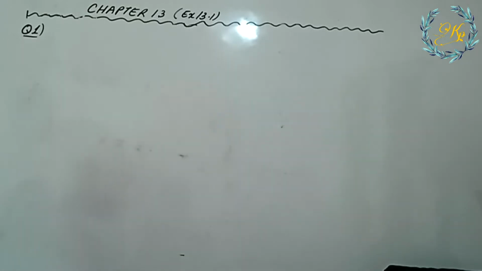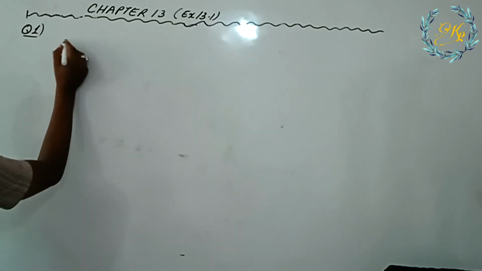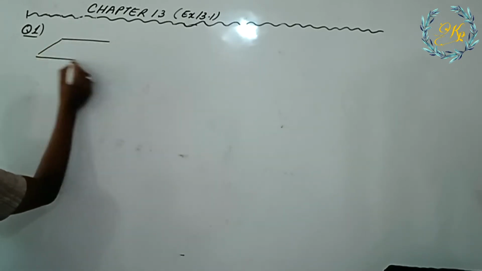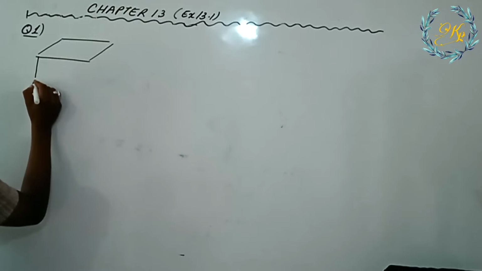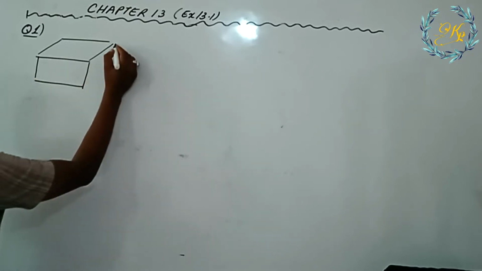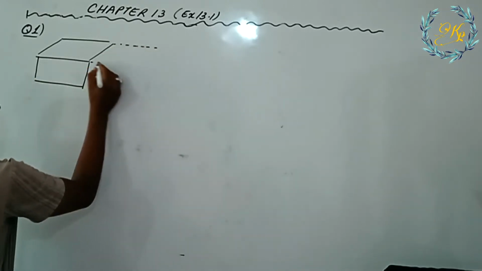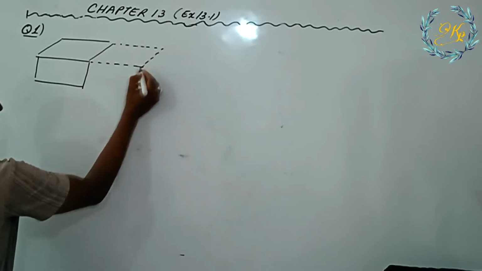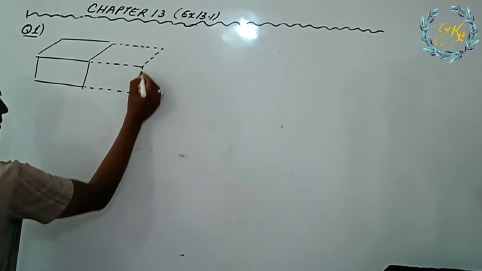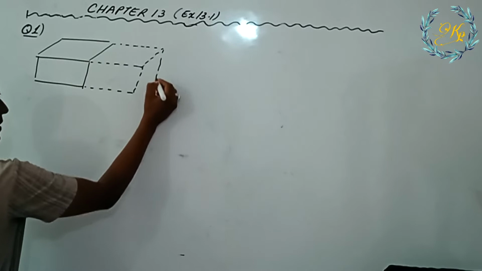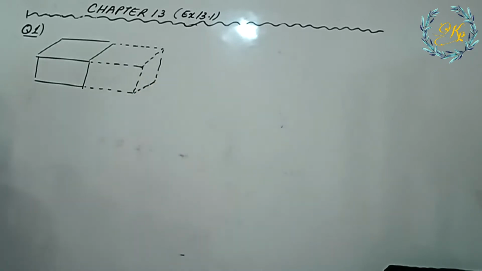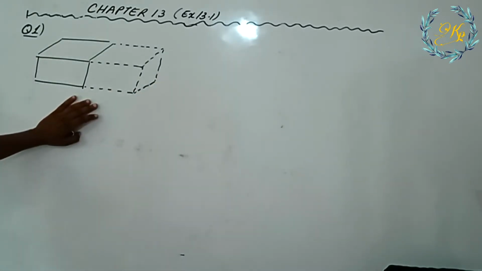13.1, question number 1. Two cubes, each of volume 64 centimeter cube. Now you can see two cubes are given to us. Drawing the two cubes, let the second cube be drawn with a dotted line so that we have an idea that two cubes are joined together. The volume of each of the cubes is given to us.